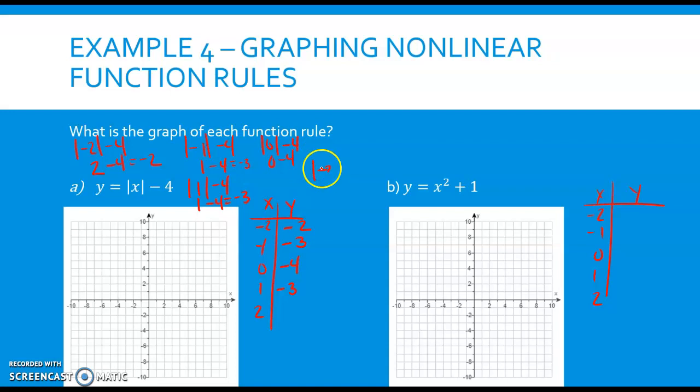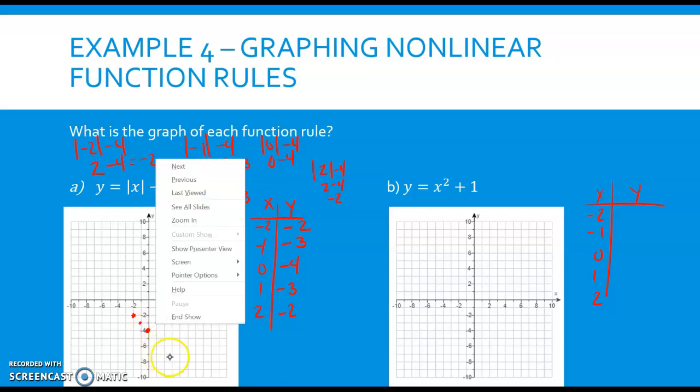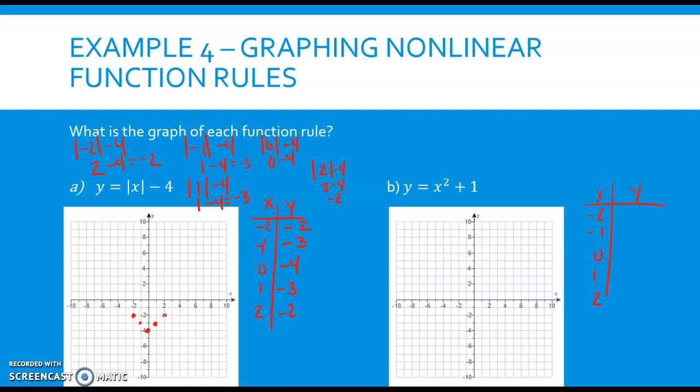All right, absolute value of 2, minus 4, so we're going to end up with 2 minus 4, which is negative 2. And then I graph these points. So negative 2, negative 2. And then I'm at negative 1, negative 3, and 0, negative 4, and 1, negative 3, and 2, negative 2. An absolute value graph is V-shaped, and they go on forever. So that's an absolute value graph.